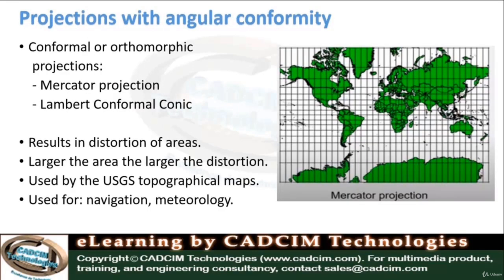If we want to preserve angles, we use conformal or orthomorphic projections. The famous one is the Mercator projection, which we can see here on the figure. It is very often used as a school map in the USA and used for navigation or for meteorology. The problem is that it results in distortion of the proportion of the area, and the distortion can be larger the farther north or south of the equator we are. For example, let's look at Greenland. It looks as large as the whole continent of Africa.